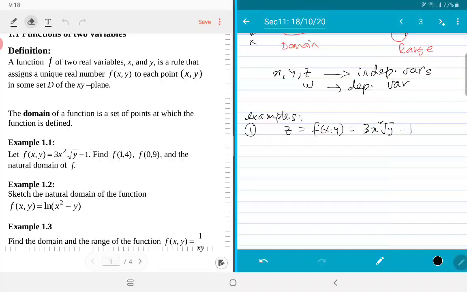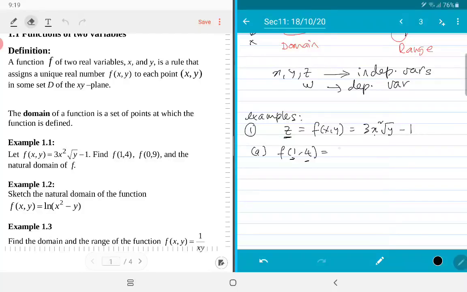So it has two parts. The first part is we need to find the value of f at (1, 4). Okay, so in this case we want to find the value of z when x is 1 and y is 4. So it's very easy. So what you do is you replace x in the function f with the value 1, and when you see y you replace it with 4.